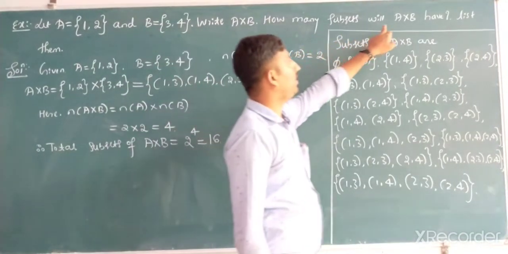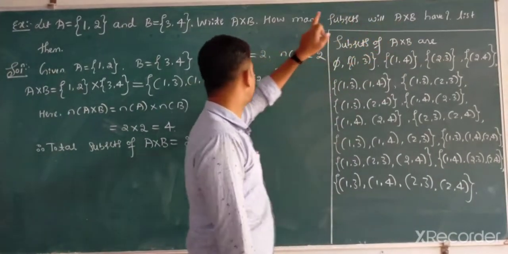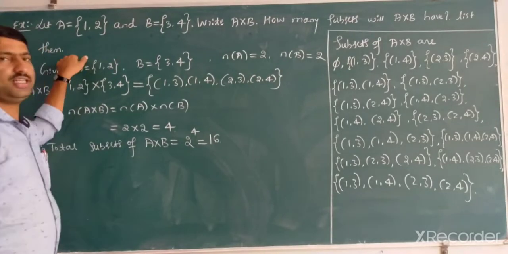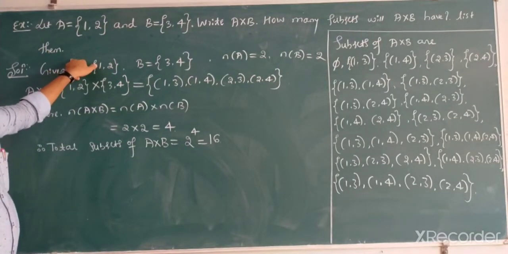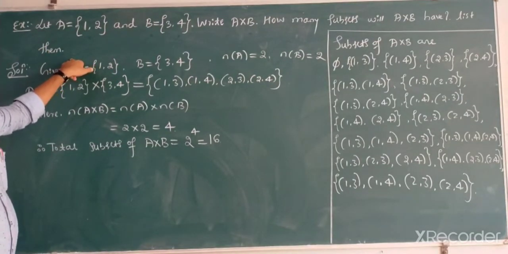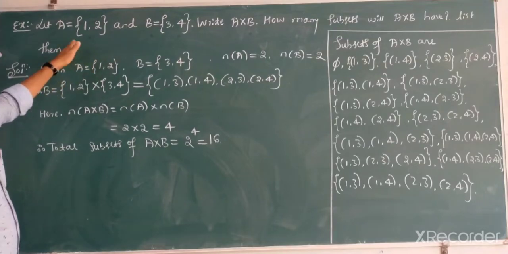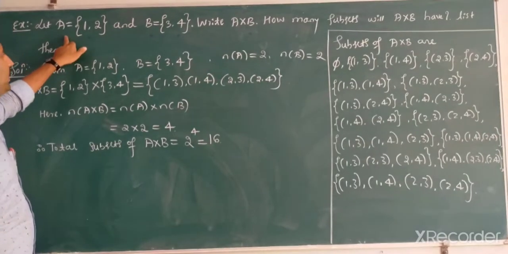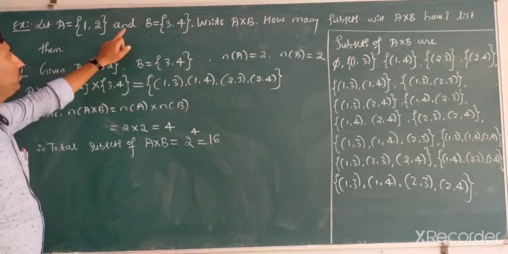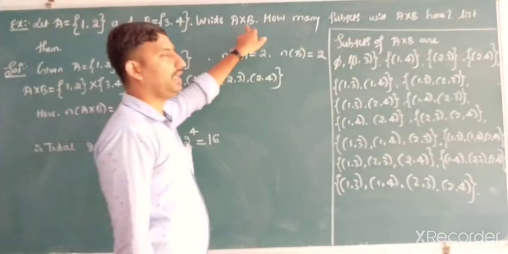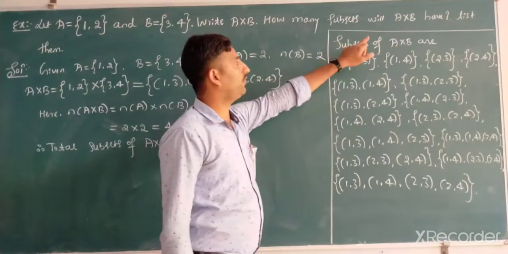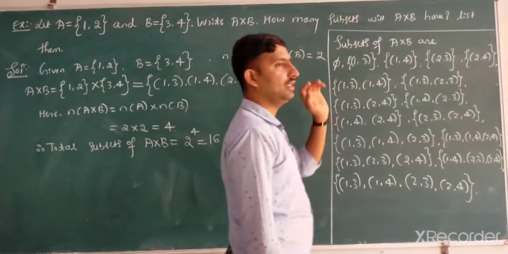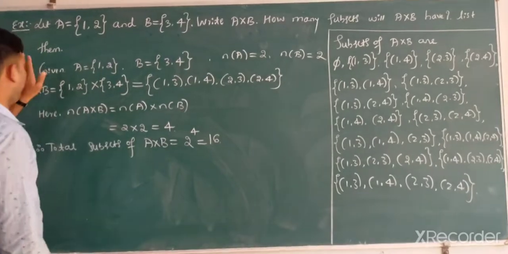How many subsets will A cross B have? List them. The question is important for the 2 mark category. Sometimes if it says "list them", it carries 3 marks per question. What they are given: let A = {1, 2}, B = {3, 4}. Write A cross B. How many subsets will A cross B have? List all of those values.